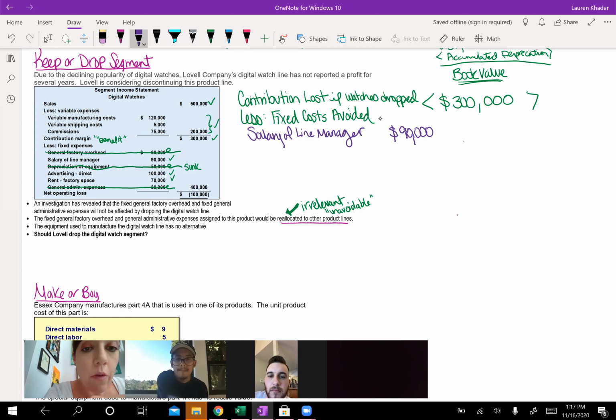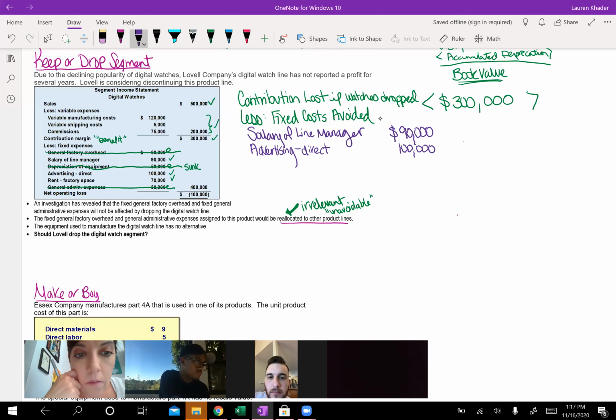If we drop the digital watch line, we will also not have to pay advertising for the digital watch line, of $100,000. If we drop the digital watch line, we won't incur rent expense for the factory, $70,000.